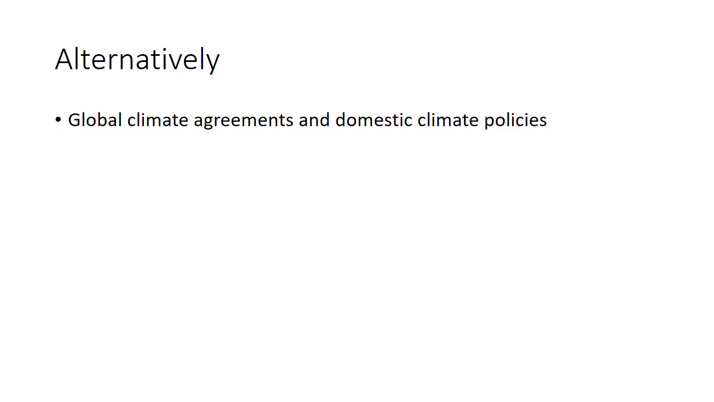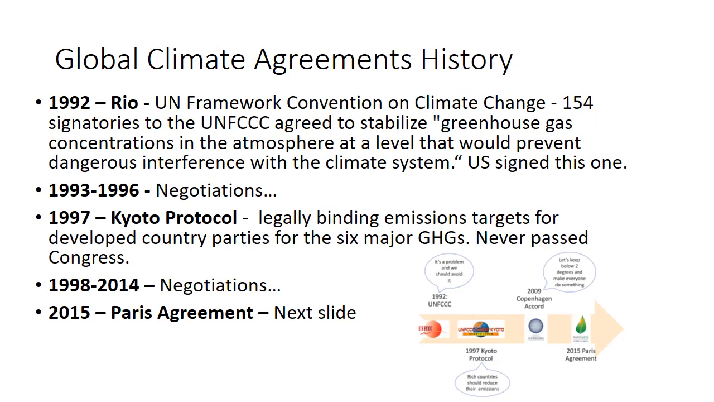Alternatively, we have global climate agreements and domestic climate policies. So that was, we would rely on naturally occurring emissions reductions to solve our problems. Here we're going to say, let's impose some global climate agreements and policies. So what's the history of global climate agreements?